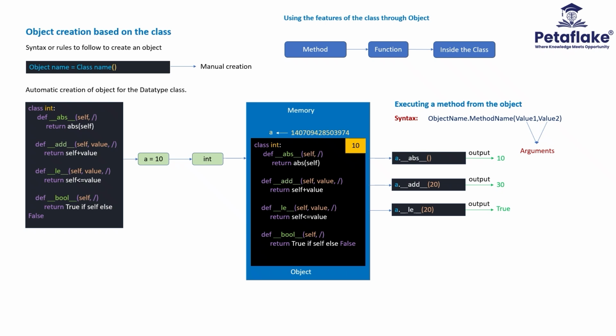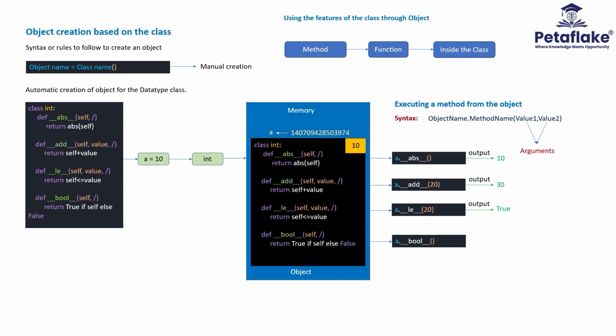The LE method checks if the object value 10 is less than or equal to 20. As 10 is less than 20, the method will return true as output. The bool method does not require any argument during the method execution. The bool method checks if the object value is a non-zero value or not. If the object's value is a non-zero value, then true will be returned. If the object's value is a 0, then false will be returned.